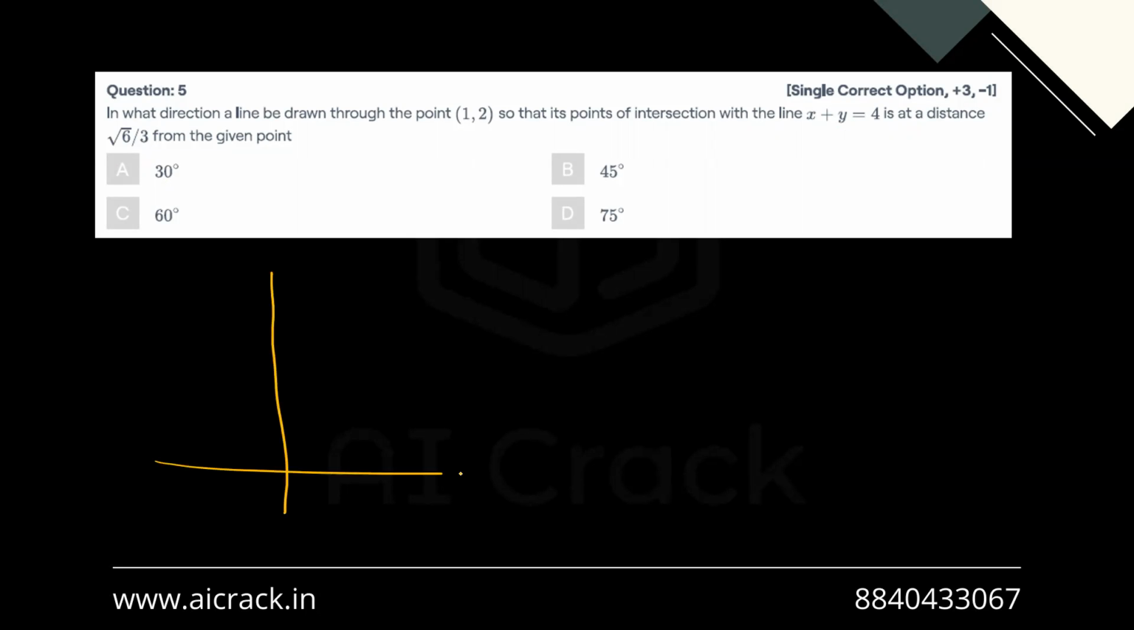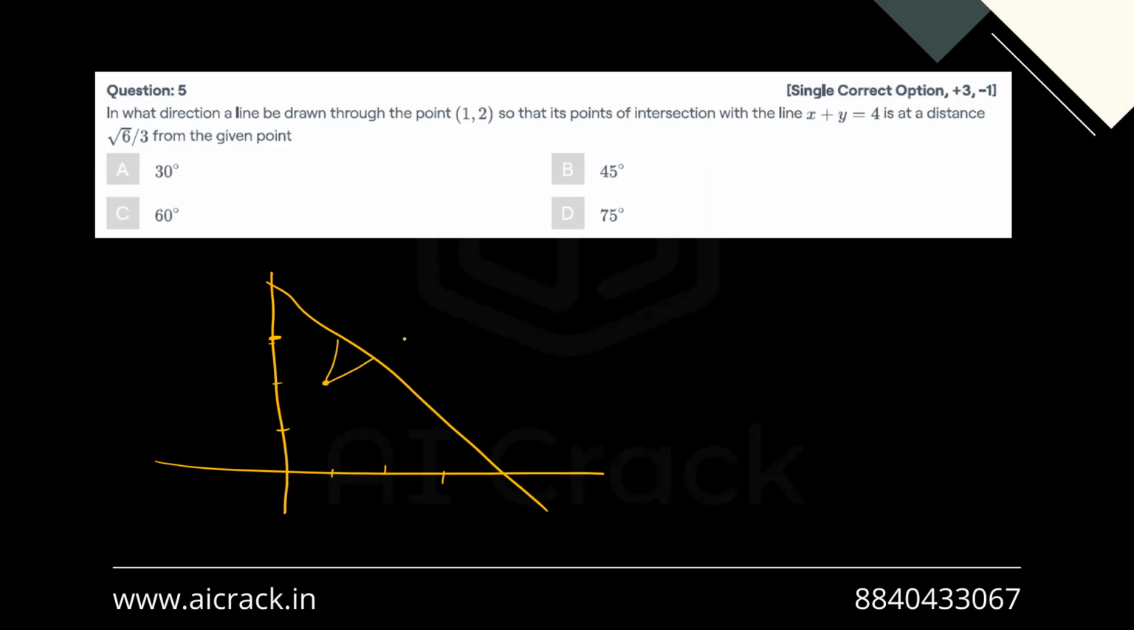So we have these coordinate axes and this line x + y = 4, which I made with the help of the intercept form. Now this point is somewhere over here, and the given distance is √6/3. So we can have two cases over here. It can be like this or it can be like this, right? Because this perpendicular distance is not the given distance √6/3. You can calculate it; this perpendicular distance is different from √6/3. So basically we have two cases over here.